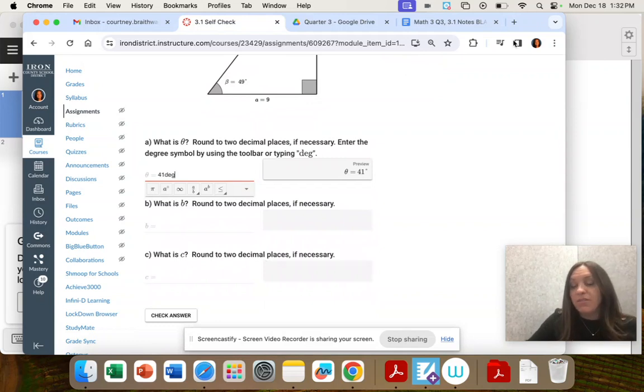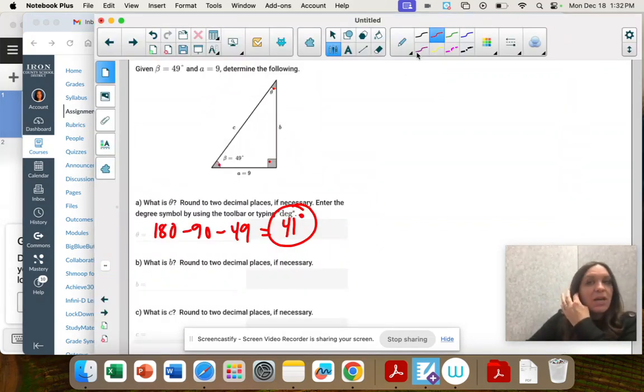Okay, now we're solving for our sides, and this is where we have to use sine, cosine, tangent because we only have one side length. We can't do the Pythagorean theorem unless we have two lengths. So pick your reference angle. Doesn't matter which one. I'm going to pick beta just because 49 degrees is already there. And then label your sides.